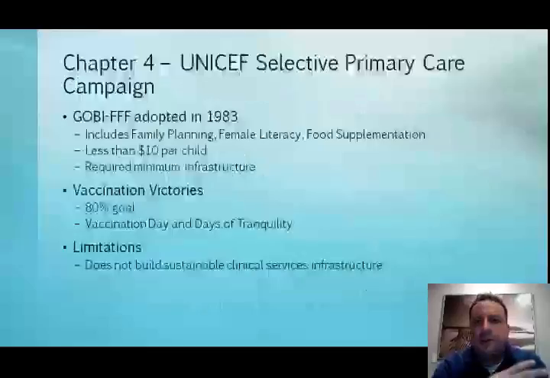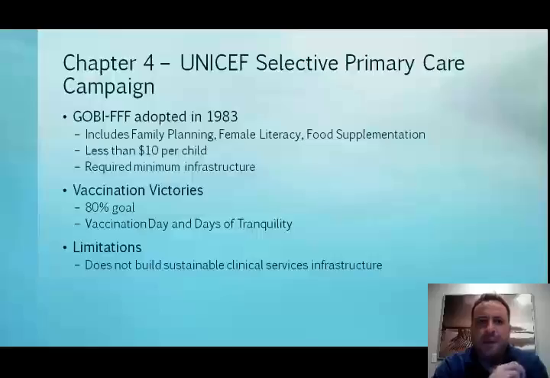So the book then transitions into UNICEF, their selective primary care campaign. Of course, UNICEF being the UN Children's Emergency Fund.